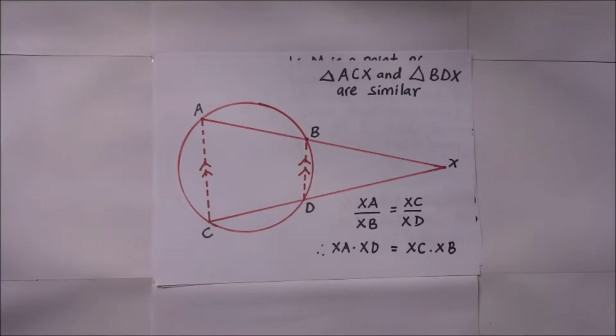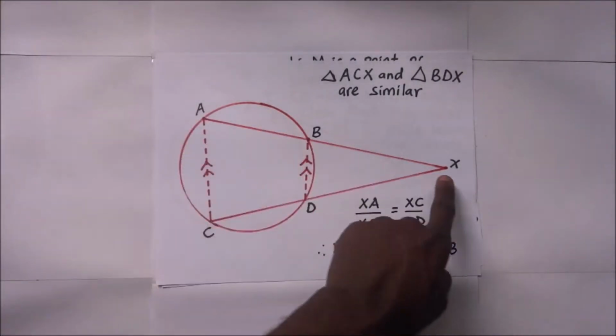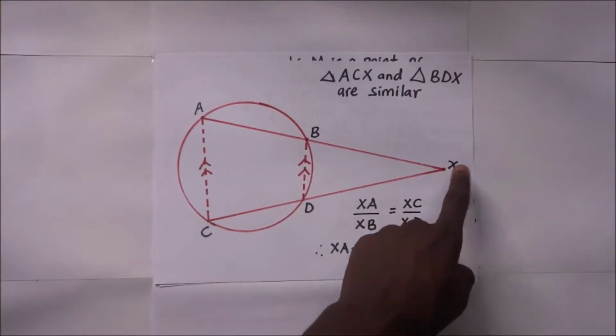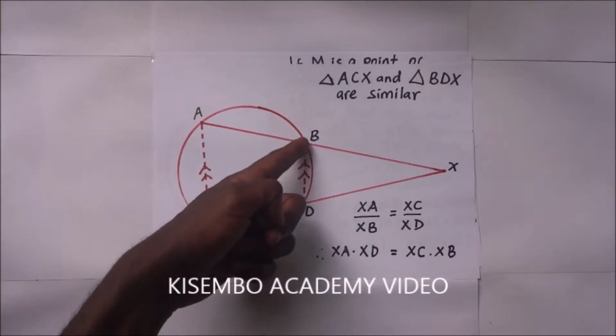Looking at the next category of intersecting chords, we are having these chords running, but they are going out and they are meeting outside at X. These chords are meeting externally. And if you look at this diagram, we are having a line here. This line is parallel to that line.